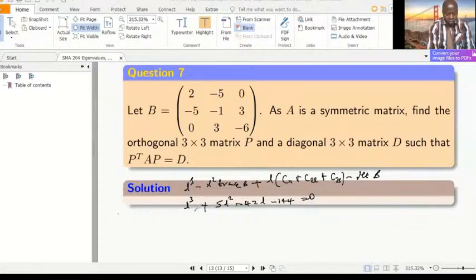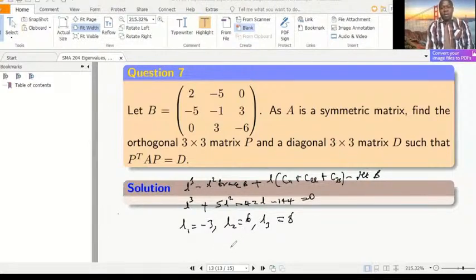So I factorized this and found that lambda 1 would be -3, lambda 2 would be 6, and lambda 3 would be -8. So if you don't know how to get these eigenvalues, you can always ask on the link. I always show you how I got them, but I'm hoping that the previous examples that I've shown you would help you to do this.